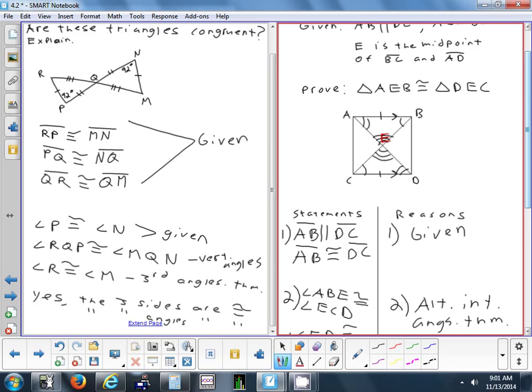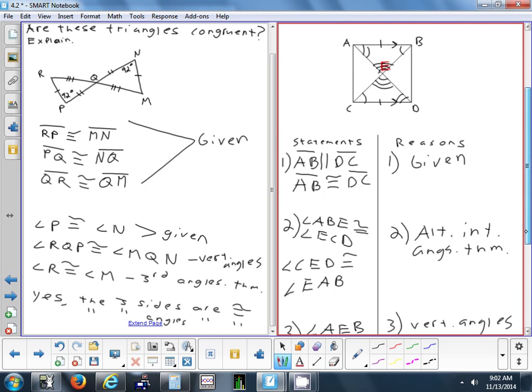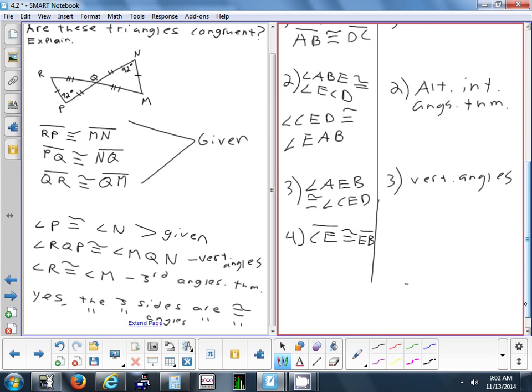Yep, AE and ED. Okay, we're not naming them in exactly the same order. We went from 2 to 3. We could go from 2 to 3, so DE, but that's okay. So AE is congruent to ED. And that's the definition of a midpoint. Definition of midpoint.